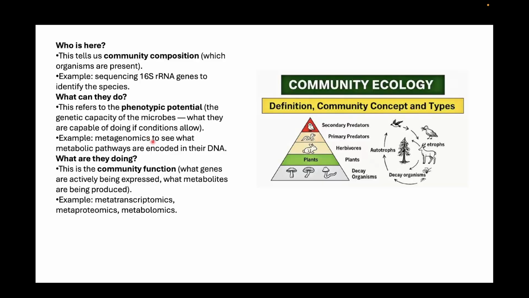For example, metagenomics to see what metabolic pathways are encoded in the DNA. And what are they doing? What are they doing in the present tense, right now and right here in the present conditions? What is the community doing? So this is the community function. What genes are actively being expressed, what metabolites are being produced in the sample that you have isolated. For example, you can use metatranscriptomics and proteomics to see the current status of the community function of the sample, and what can be extrapolated is the phenotypic potential.